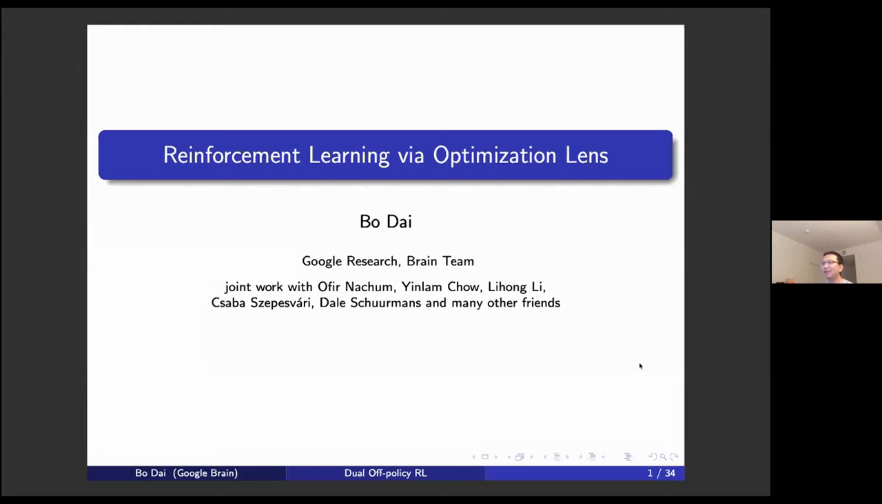Yeah, so this is my title, and I'm Bo from the Google Research Brain team. And actually, today we'll talk about several papers in this one hour long session. This series of work is collaborated with Ophir, Li Hong, Chaba, Dale, and many, many other friends.